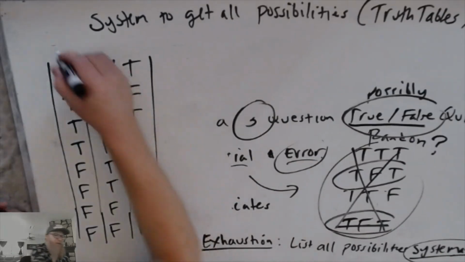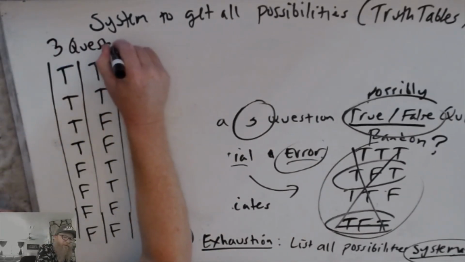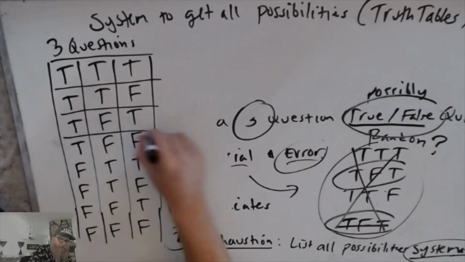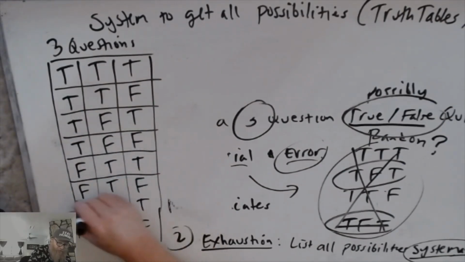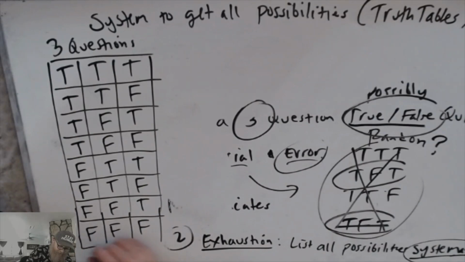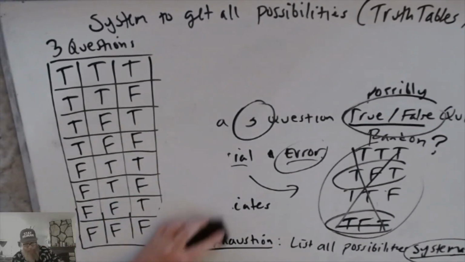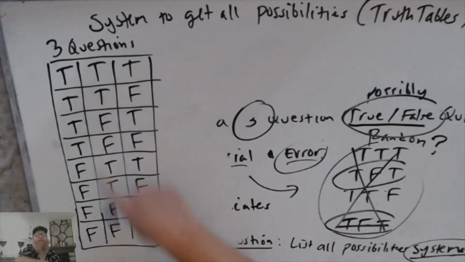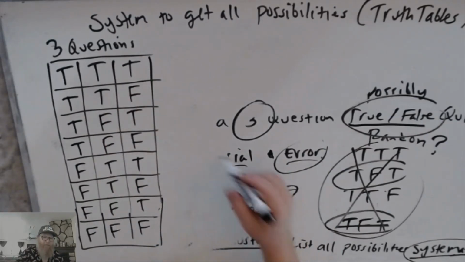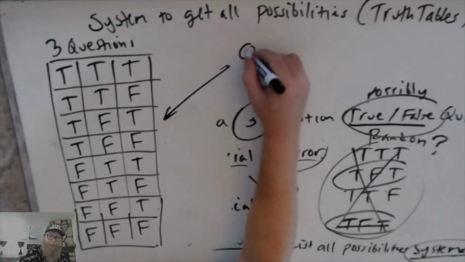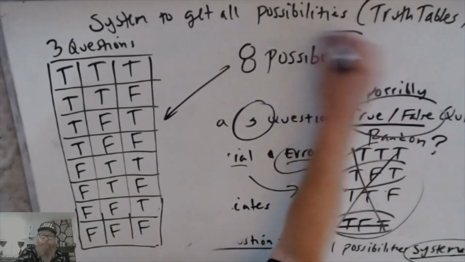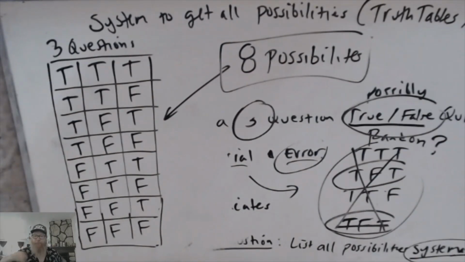So if this is a 3-question quiz, and I were allowing you to fill it out as many times as you want, just guessing. In fact, you don't even have to read the questions if you're doing it this way. This would guarantee that you got all 8 possibilities systematically.